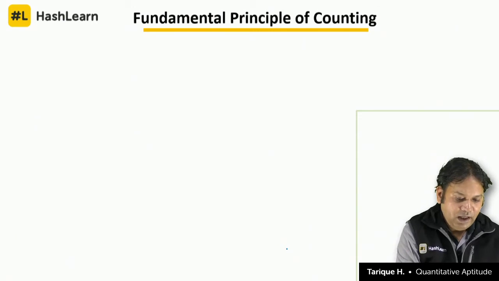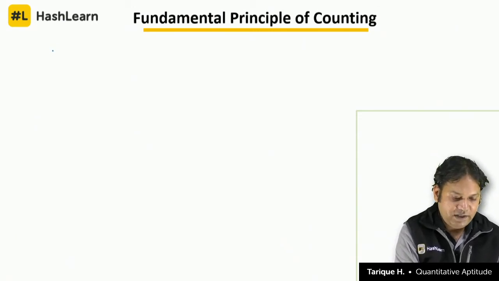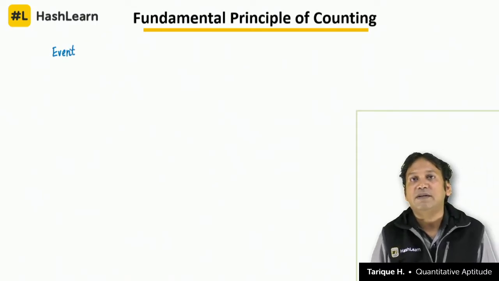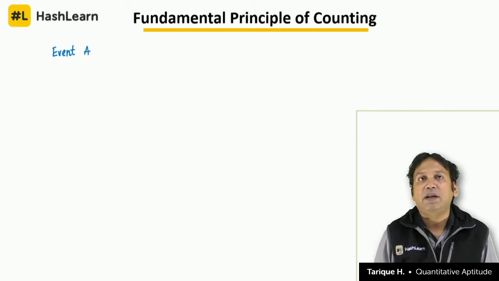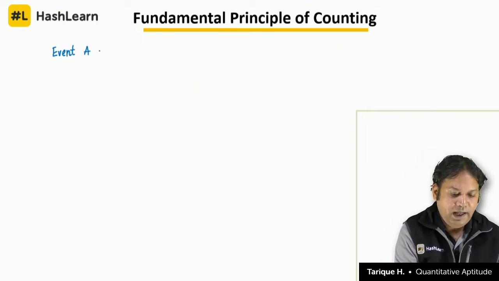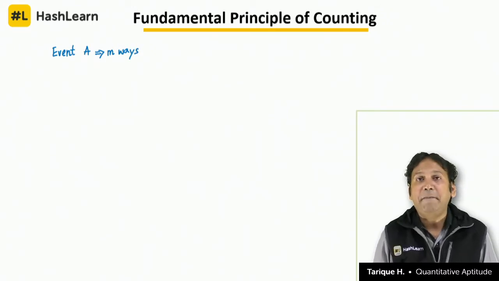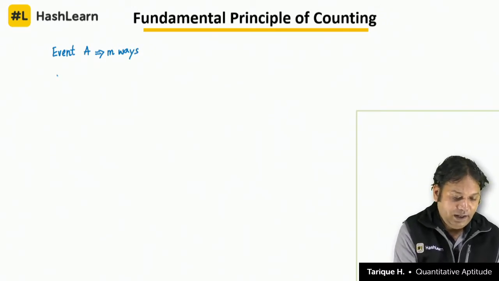So just let's see. Suppose we take two events, event A. Now everything that we do is called an event. You will see this word event used in probability also. So let's say there is something called as event A. Let's say the number of ways you can select one of the shirts from your wardrobe. That is your event A. And let's say event A can be done in m ways, and another event is there B, that can be done in n ways.